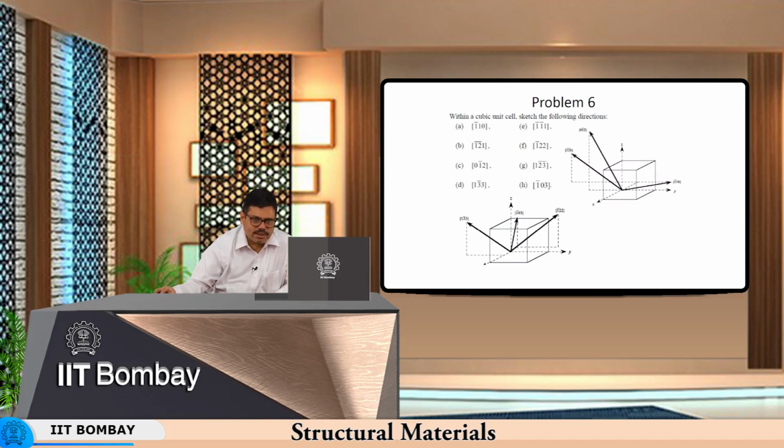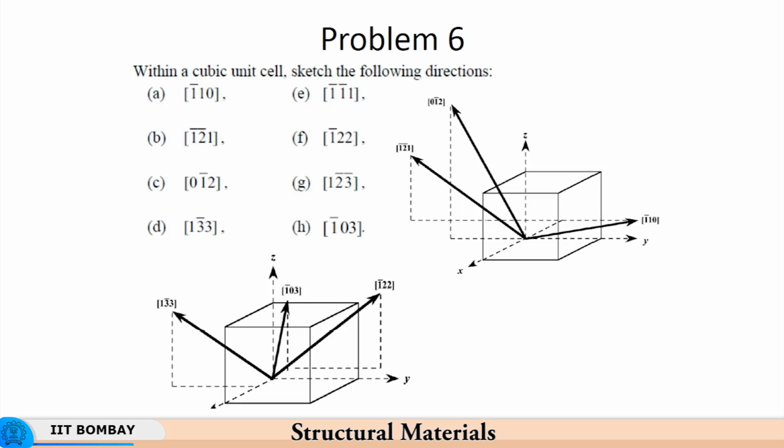Similarly, 0 bar 1 2 is here. So, 0 bar 1 is again in the negative y direction, and 2 units in the z direction. That is how this direction is drawn. This way you can draw these, actually 6 directions have been shown. You can sketch the remaining 2 directions based on the practice that you get with these 6 directions.